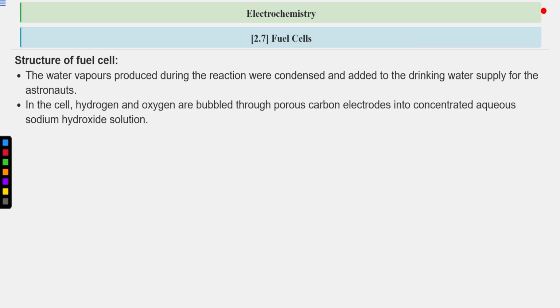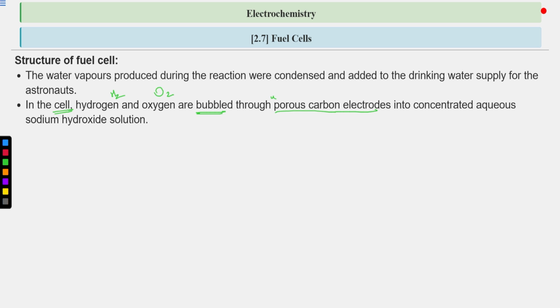In the cell, hydrogen and oxygen, that means H2 and O2, are bubbled through the porous carbon electrodes into the concentrated aqueous sodium hydroxide solution. Now, here we are talking about the structure of the fuel cell, right? In the cell, the hydrogen and the oxygen are bubbled through the porous carbon electrode. We have a porous carbon electrode.